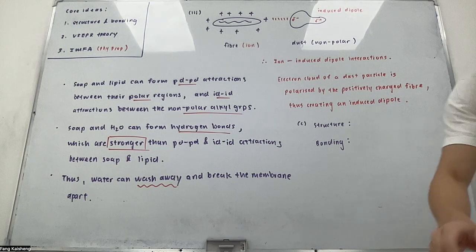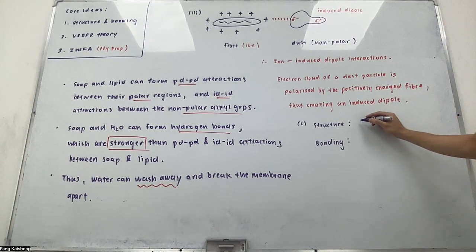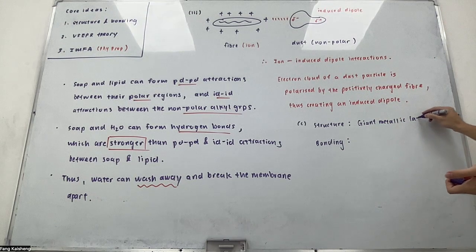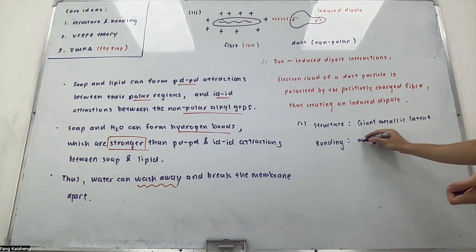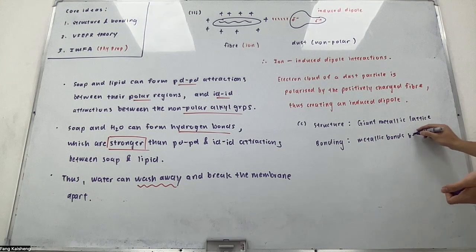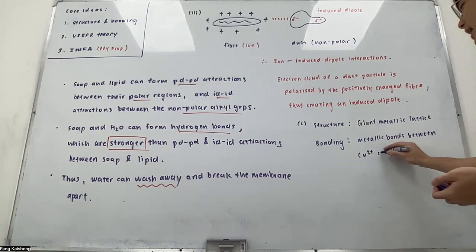Okay, let's go through. For structure and bonding, what's the structure of copper? Giant metallic lattice, good. What's the bonding? You can just go straight to metallic bonds between the... Must specify between the... Good. So must say copper 2+ cations.